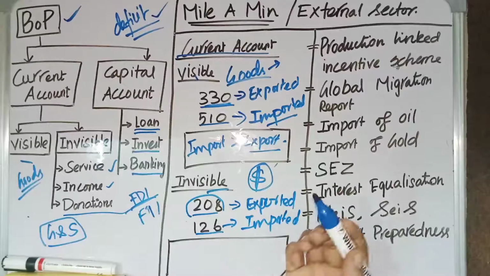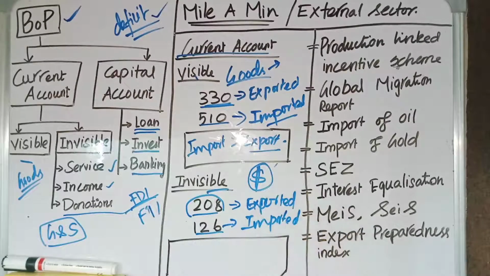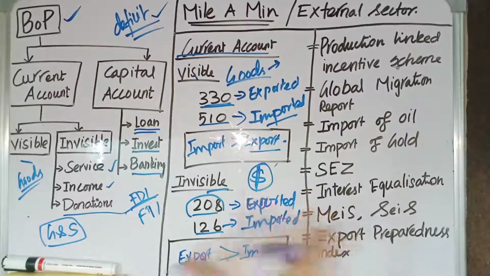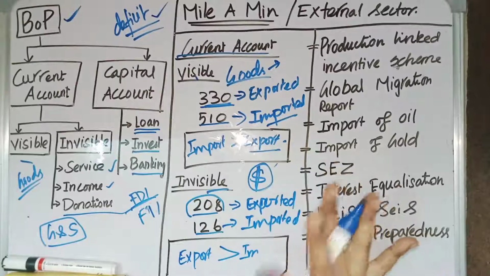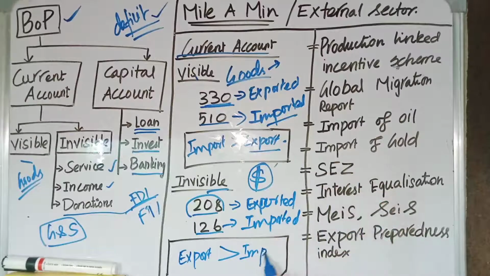Considering invisible, the amount of services which we have exported, 208, is greater than the amount of services which we have imported. So this is the case. In case of services, the export of services is greater than the import of services. So we are in surplus. In invisible, we are in surplus, whereas in visible, we are in deficit.